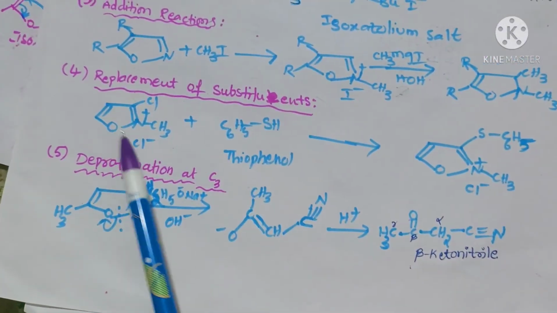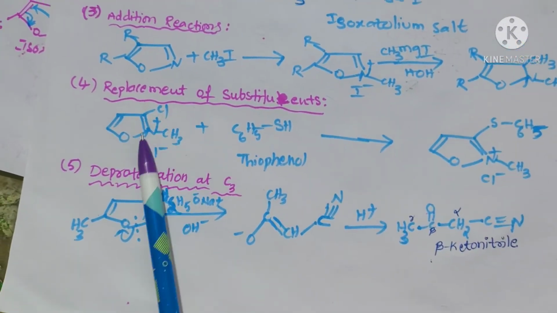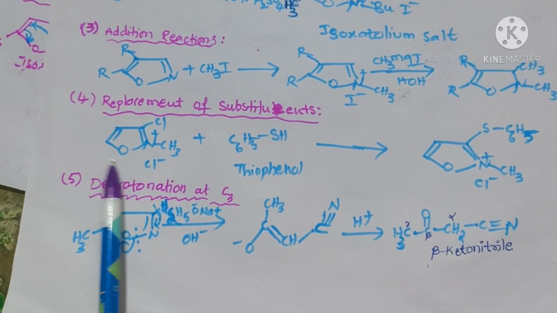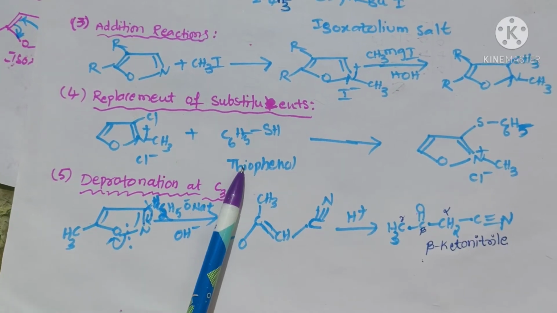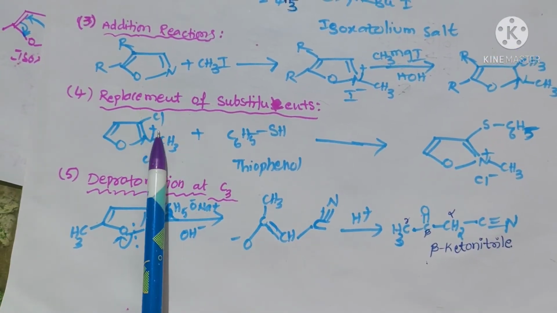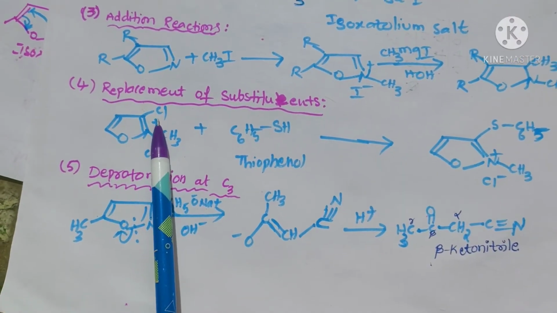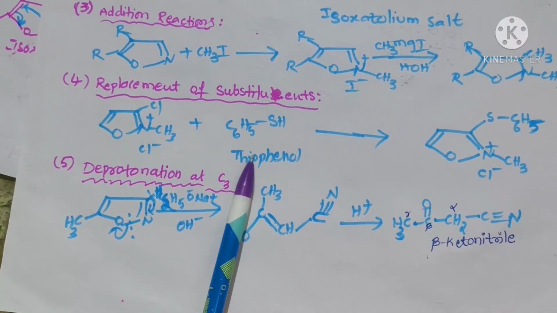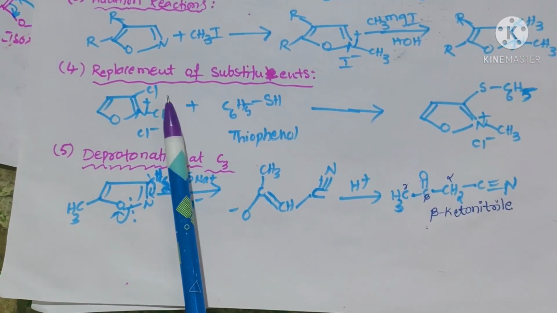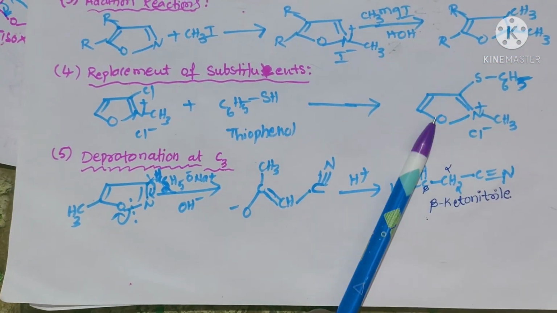Next, some nucleophilic substitution reactions. Look here. The quaternized isoxazole is treated with thiophenol. So here chlorine will be substituted with the thiophenyl group, that is SC6H5. So it is a nucleophilic substitution reaction.